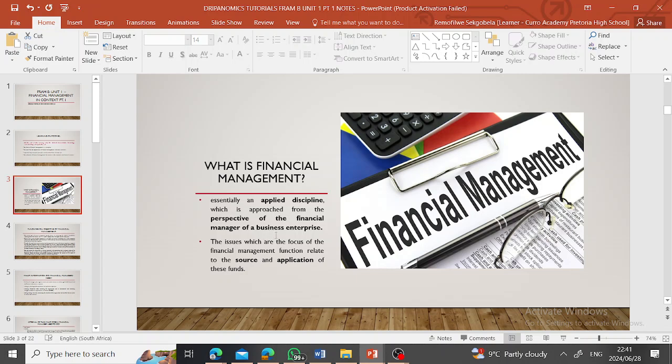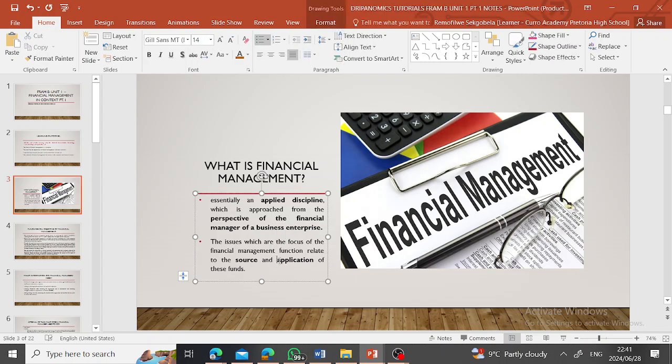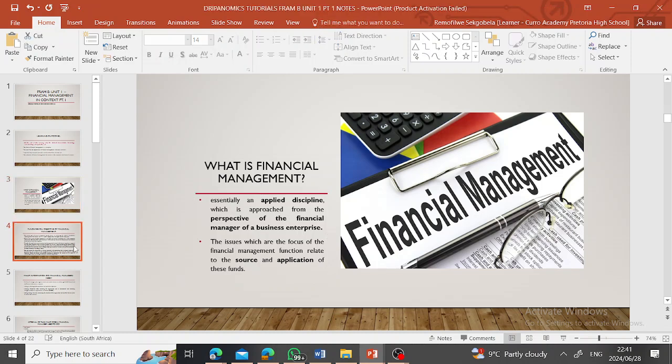The issues which are the focus of the financial management function relate to the source and application of these funds, right? So when talking financial management, from the perspective of the financial manager of the enterprise, we are talking about the source and application of funds. So the source is where the money comes from, right? How the entity makes its money. Is it through investing? Is it through banking? Is it through whatever? And the application is also the important aspect. How do we use the money that we have? How do we manage it, right? Because that is exactly what we're doing, financial management, right, guys?